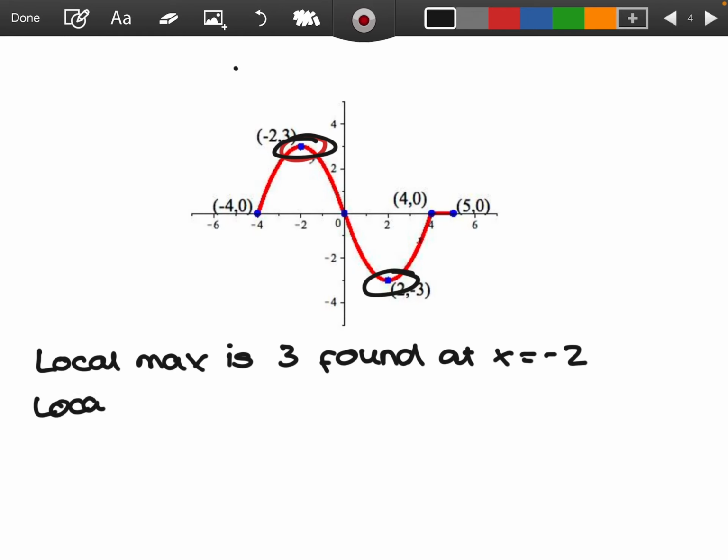My local minimum is down here. So I have a local minimum of -3, and it's found at x is equal to 2.